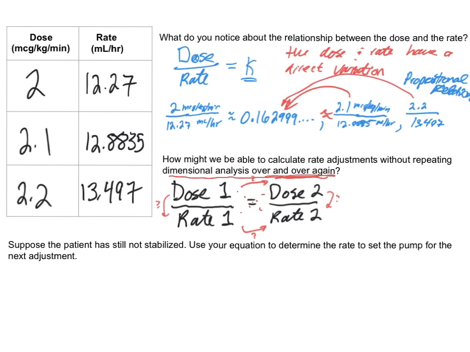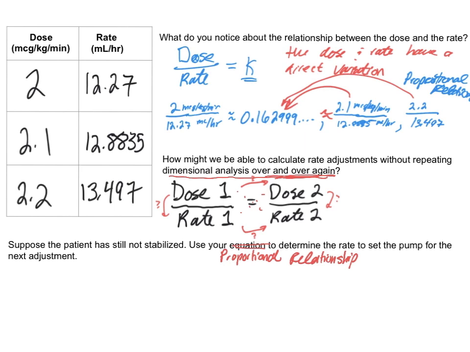So let's use this fact to address this next question. Suppose the patient has still not stabilized. We're not going to use the equation. I guess it is an equation, but we want to use the proportional relationship, is what that should say. Use the proportional relationship between the dose and the rate to find the new rate to set the pump.